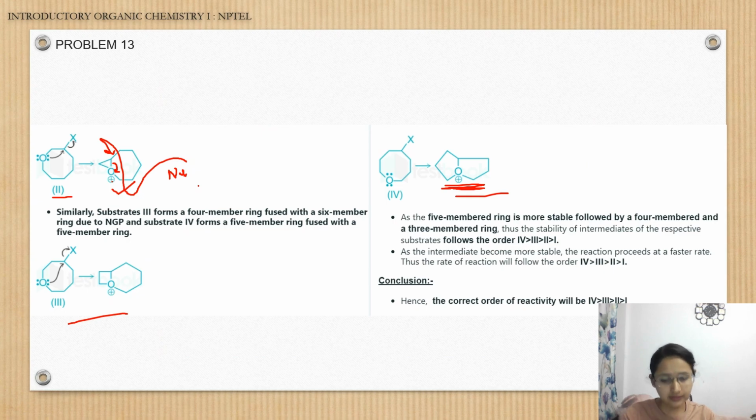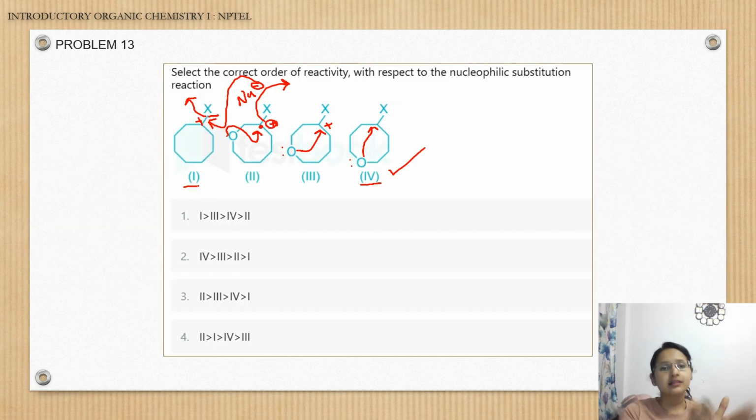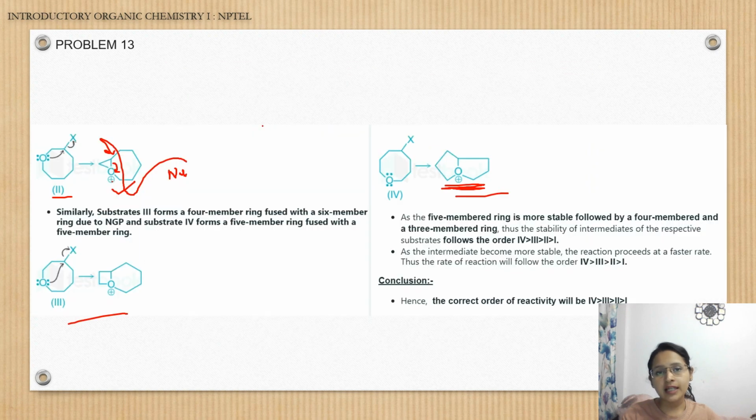See, what I'm saying, there is a concept called neighboring group participation. What happened in that? If there is X which is getting leaved out according to the nucleophilic substitution reaction, right? So here the carbocation that is getting generated is now stabilized by the oxygen lone pair. This oxygen will donate the lone pair on the carbon and will let you form three kinds of rings according to the position of oxygen. You will get a three membered ring, a four membered ring, and a five membered ring.